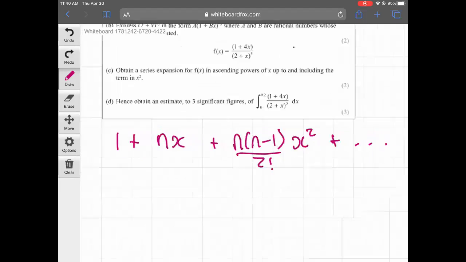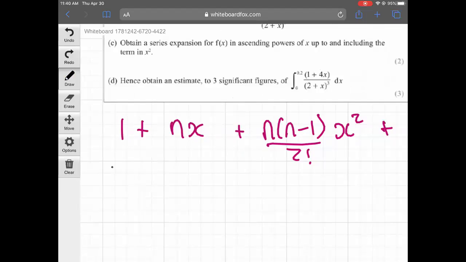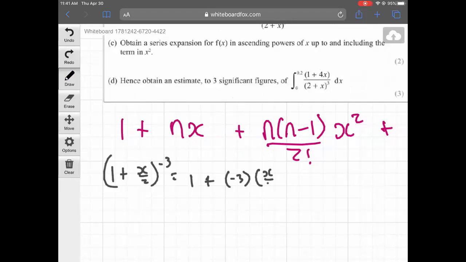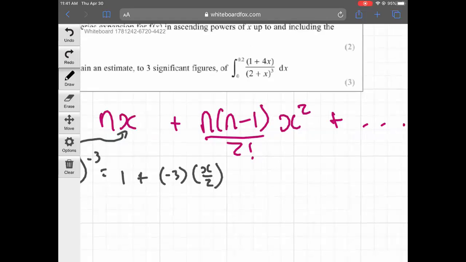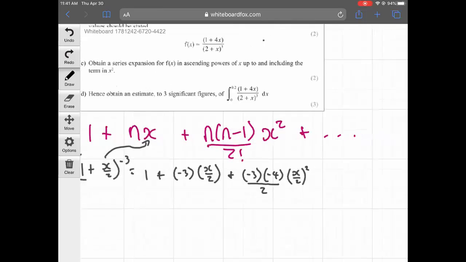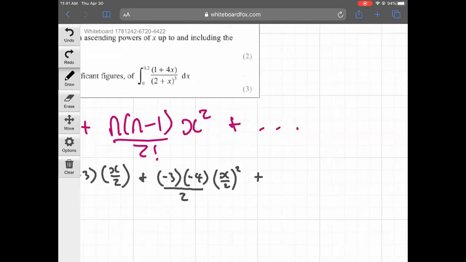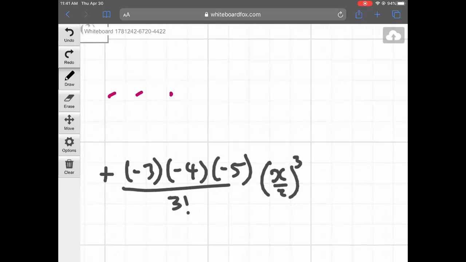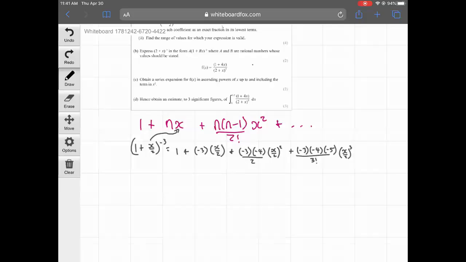So let's do that. What have we got? 1 plus x over 2 to the minus 3. We've got 1 plus minus 3. X is x over 2 now, right? This is that. So our x over 2 gets substituted in for x, plus minus 3 times minus 4 over 2 factorial x over 2 squared. And we need to go up to the cubic term, so I need one more. So we've got minus 3, minus 4, minus 5 over 3 factorial, and then we've got x over 2 cubed. Okay, and this looks horrible, but that's as complex as it's going to get.